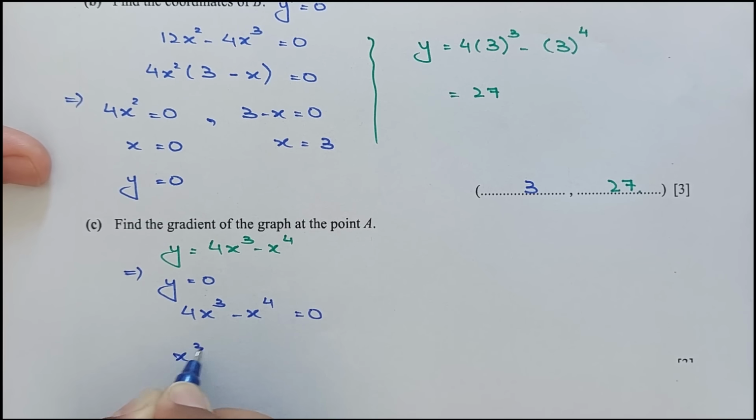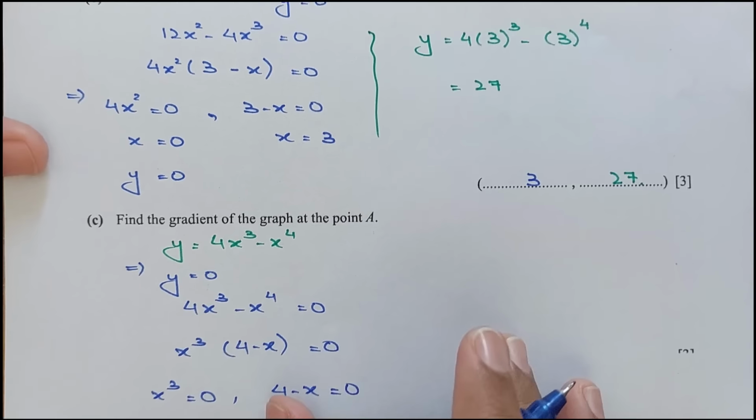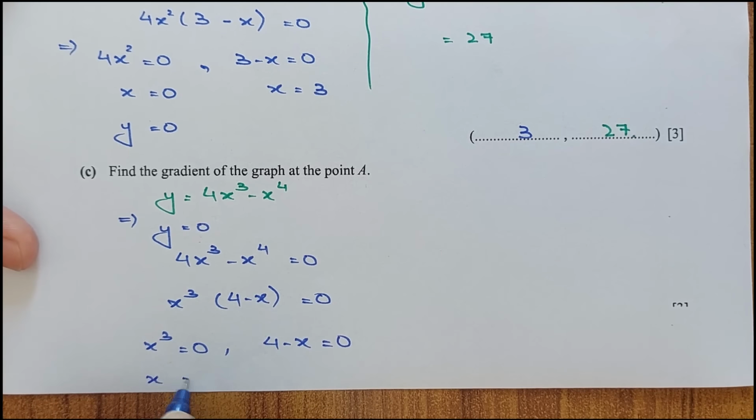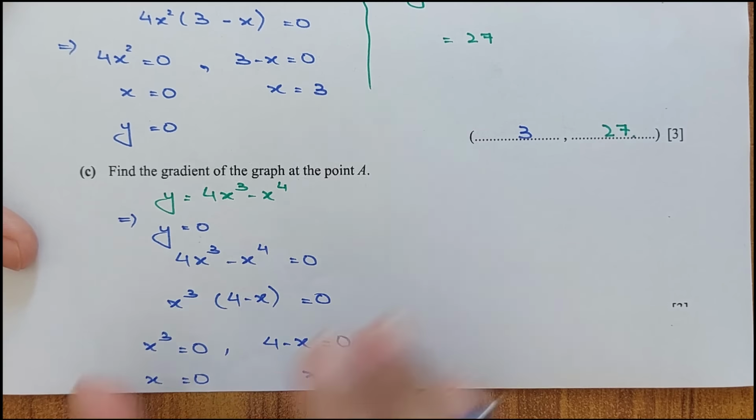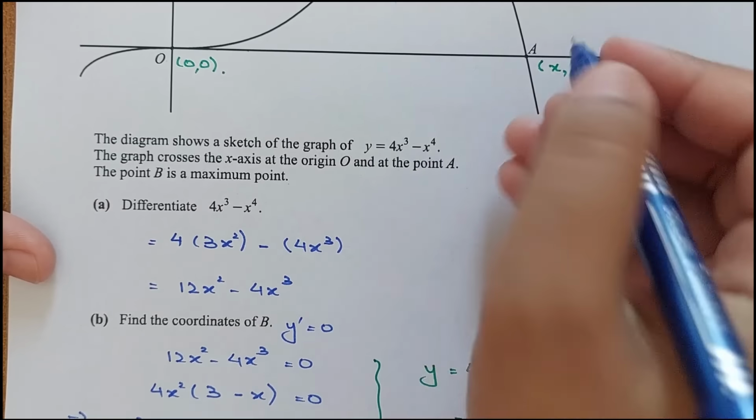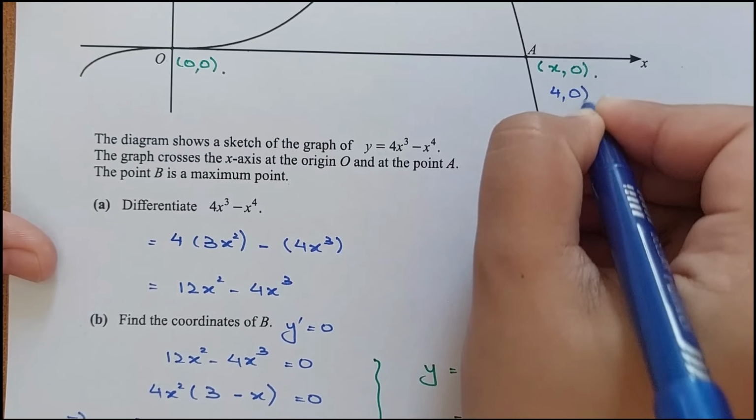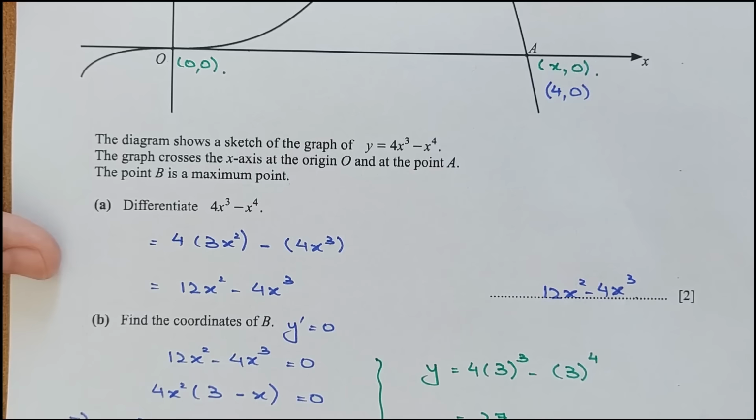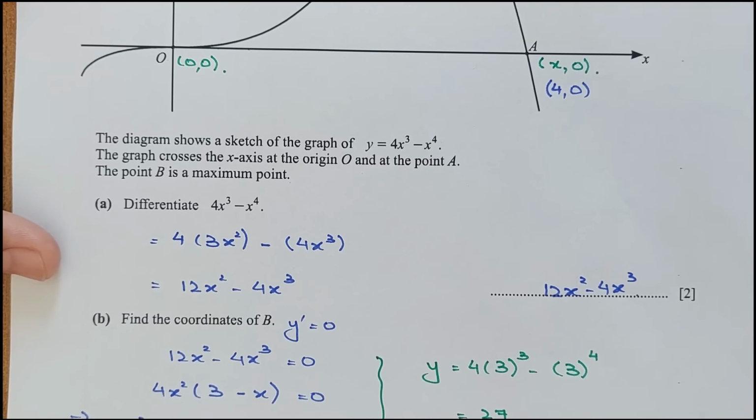Let me take x cube common. We have x cube times (4 minus x) equals to 0. So x cube equals to 0, or we can say 4 minus x equals to 0. So from here, x equals to 0 and x is equal to 4. Alright, so x equals to 0 is the origin and x equals to 4 is the point A. This is (4, 0). These are the coordinates.